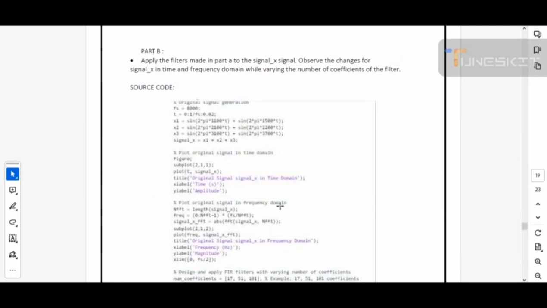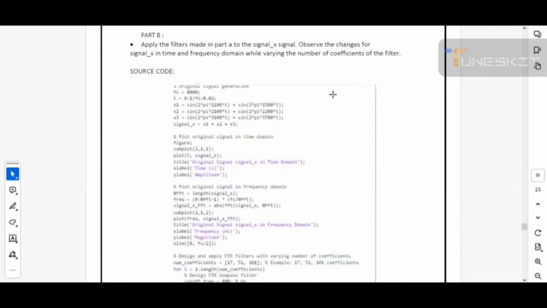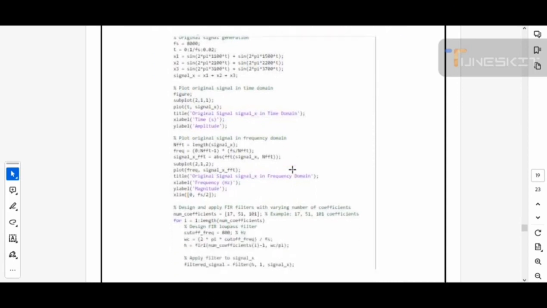In the next lab task, we have to apply the filters that were made on the signal x signal, and then observe the changes in that signal in the time and the frequency domain while varying the number of coefficients of that filter. In this lab task, first of all, we have given our sampling frequency and the time domain, and there are 3 signals that are given. We have to add all 3 signals, convert our original signal from the frequency domain, and plot it.